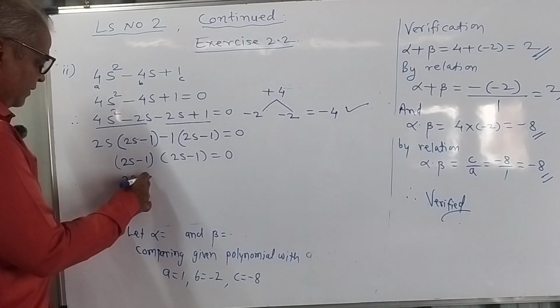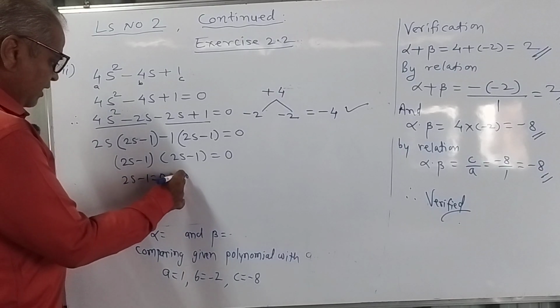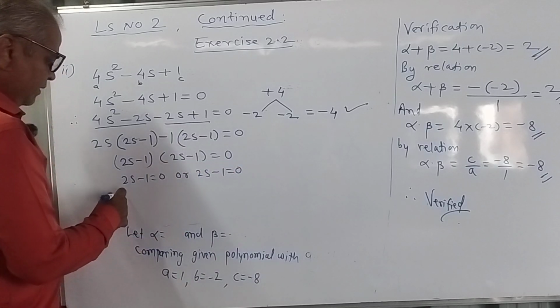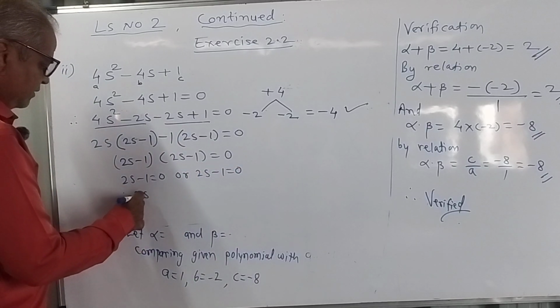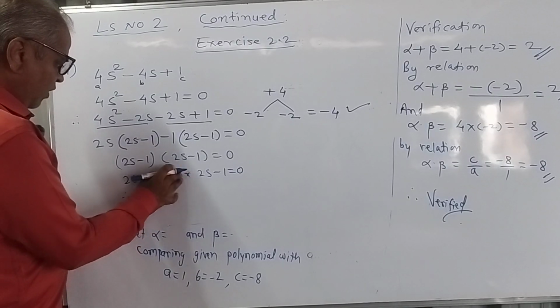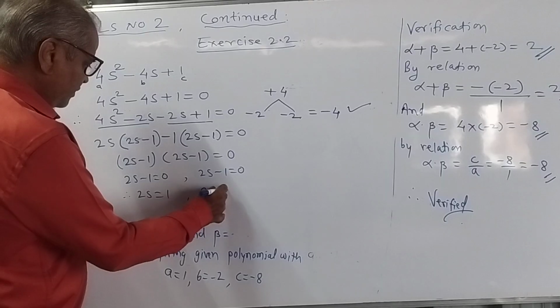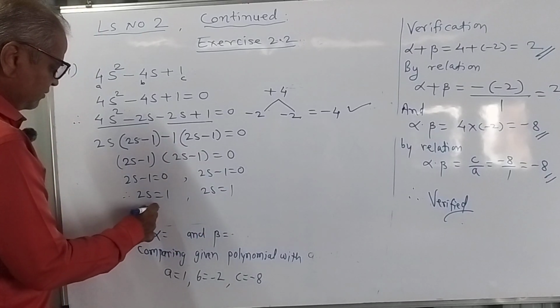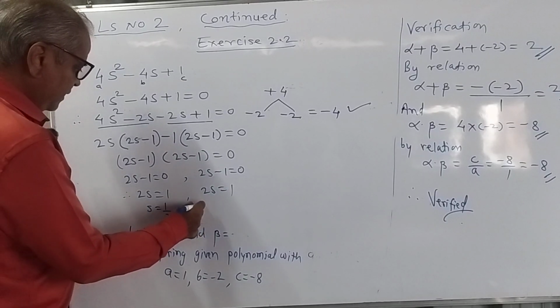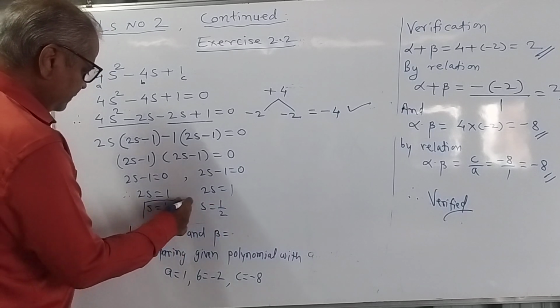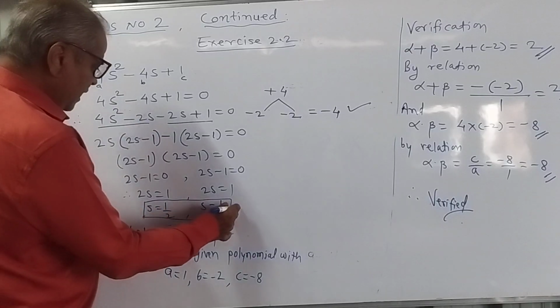2s minus 1 is equal to 0 or 2s minus 1 is equal to 0. Therefore 2s is equal to 1, or it is fine even if you do not write the comma. 2s is equal to 1. s is equal to 1 upon 2. s is equal to 1 upon 2 are the zeros.